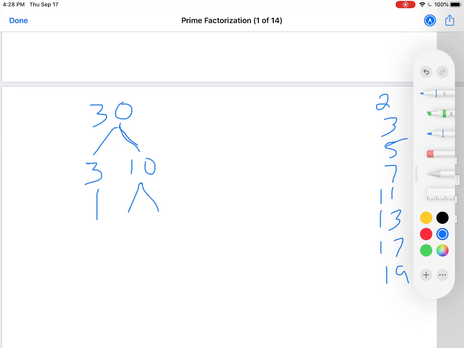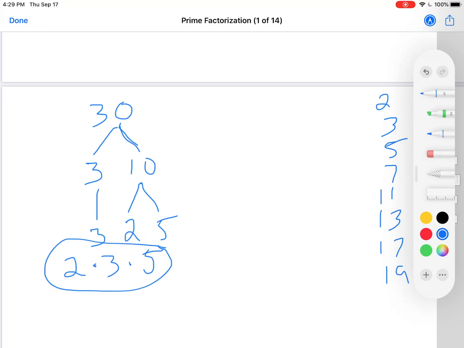10 is 2 times 5. So it gets split up, and it's 2 times 5. And 3 is just 3. Now, all 3 of those are prime numbers, but the prime factorization is not quite finished. You want to put them in order, least to greatest. 2 times 3 times 5, and that is the prime factorization for 30.